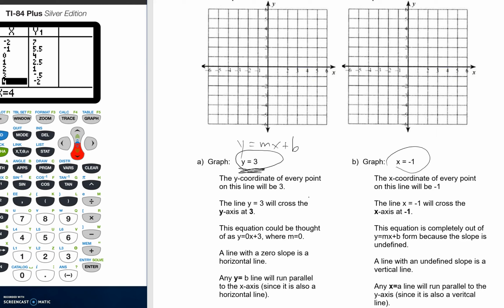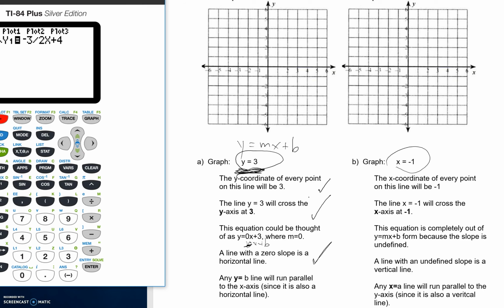Y equals 3 means that every y value will be 3. We're going to cross the y-axis at 3, and if we want to think in terms of mx plus b form, it means m is 0. So we know that a 0 slope is a flat or horizontal line, and a horizontal line runs parallel to the x-axis. Now because it's y equals, we can still go to the calculator to y equals and type in y equals 3.